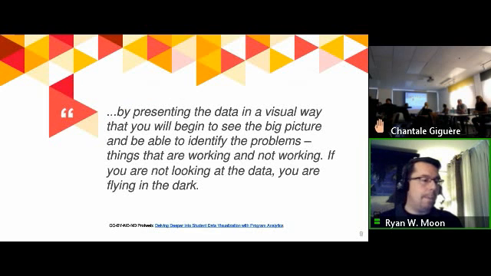So things are happening. And a quote from that was, by presenting the data in a visual way, you will begin to see the big picture and be able to identify the problems, things that are working, things that are not working. And if you're not looking at the data, you're flying in the dark. So this is speaking to the potential of harvesting student data in order to be able to cater our interventions in the future.